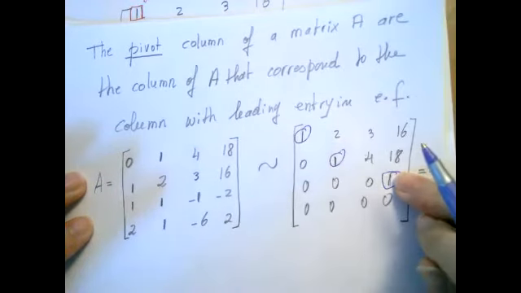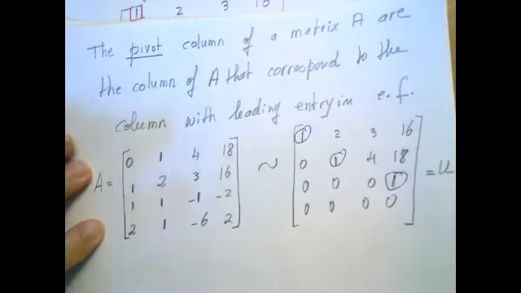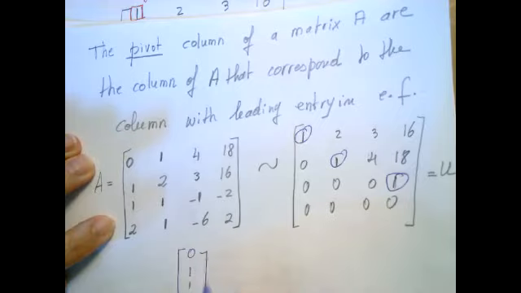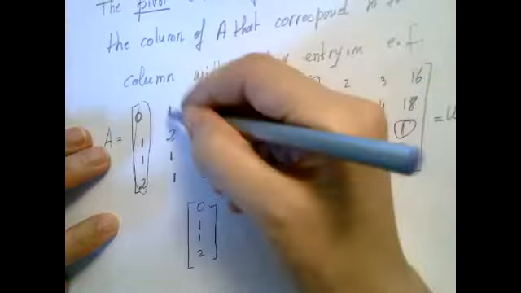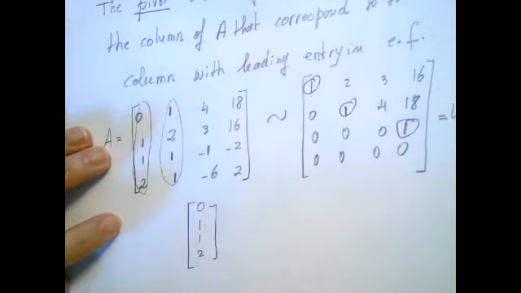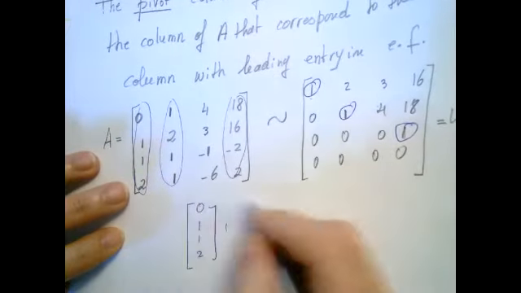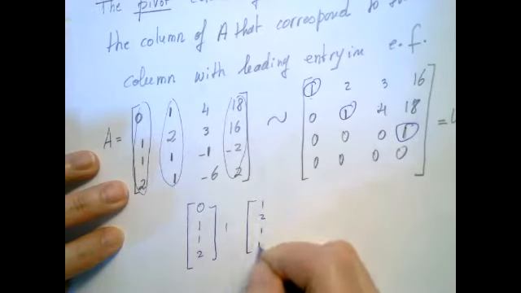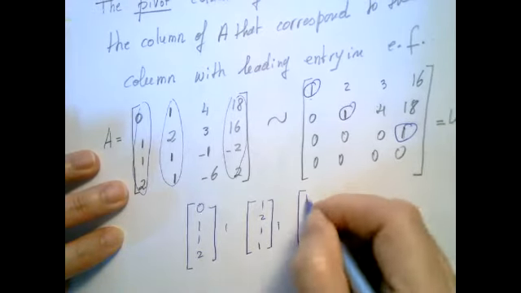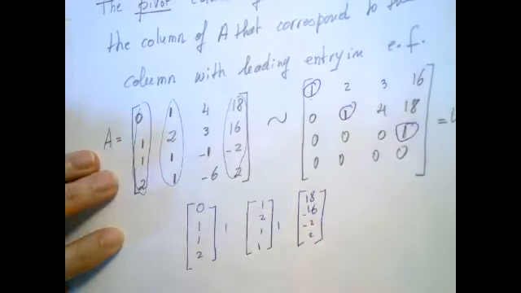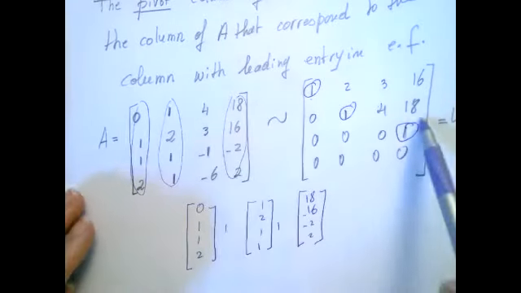The pivot columns are the columns in here that correspond to the columns with a leading entry in the echelon form. So the columns would be the first column, corresponding to this leading entry. The other one would be the second column. And the last one will be the third one. Sometimes we can write them this way, 1, 2, 1, 1, and the last one. This is what we mean by pivot columns: the columns that correspond to the leading entries in the echelon form.